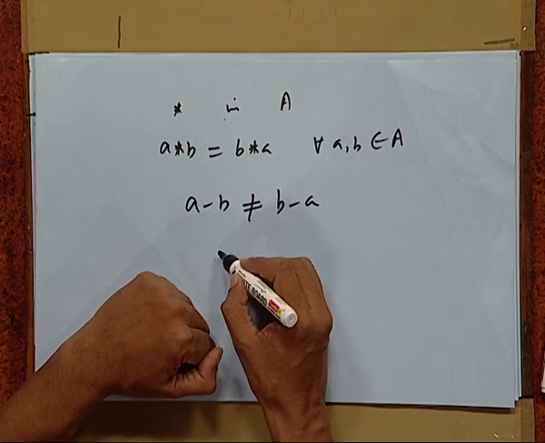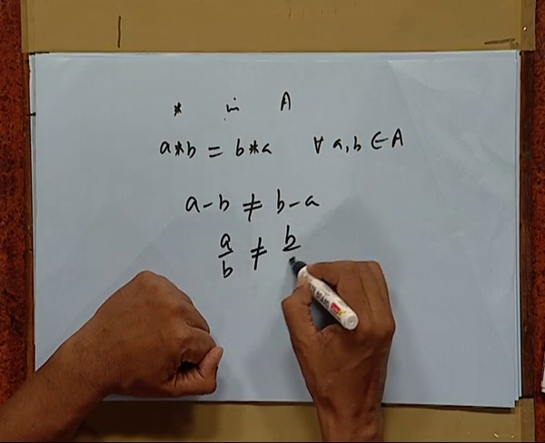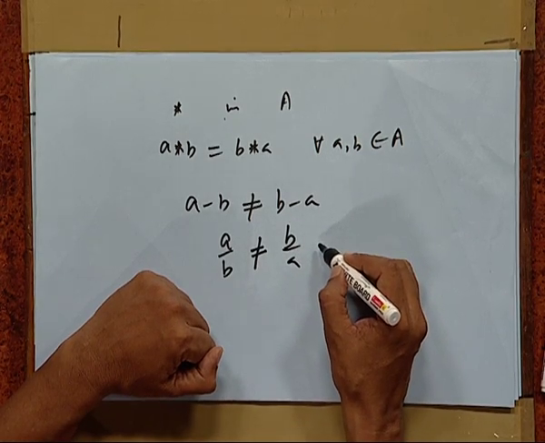Similarly, the operation division on non-zero real numbers is also not commutative, because A upon B will not be equal to B upon A unless A and B are equal.